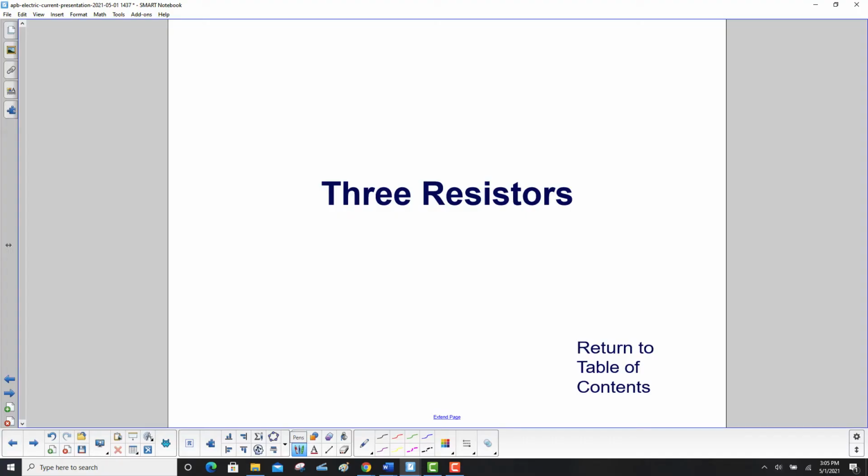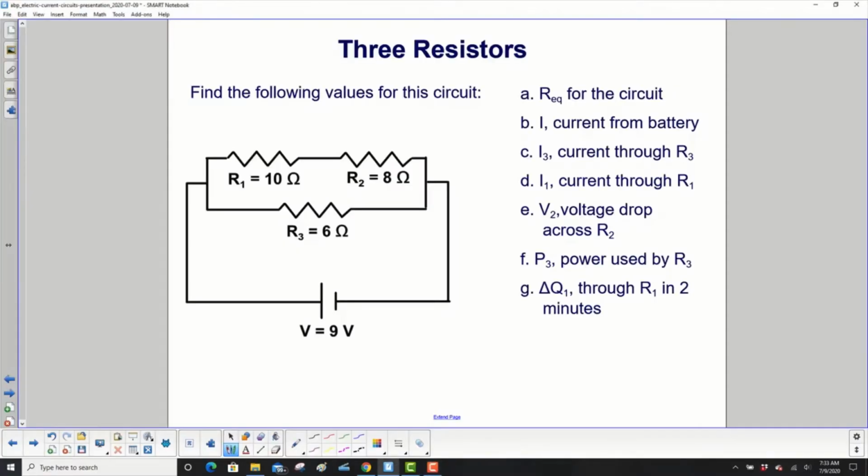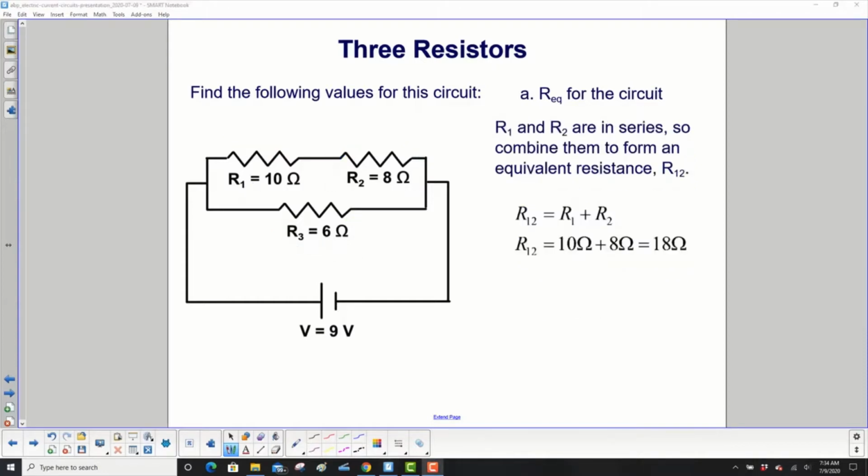Three resistors. We have three resistors in a circuit, and we'd like to find the equivalent resistance of the circuit, the current from the battery, the current through this resistor here, R3, the current through R1, the voltage drop across R2, the power used by R3, so we're jumping around a bit here, and the amount of charge that flows through R1 in 2 minutes. Find the equivalent resistance for the circuit.